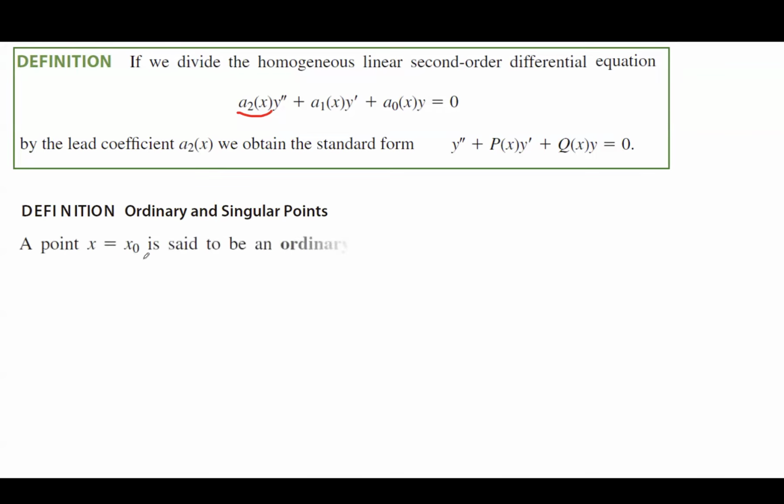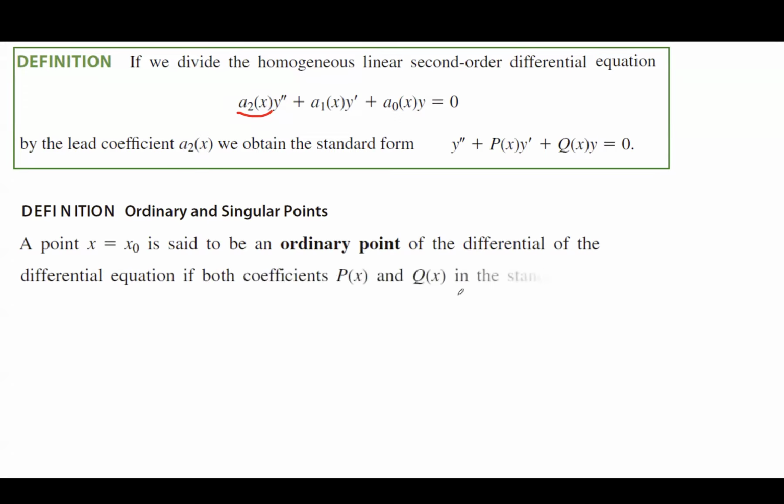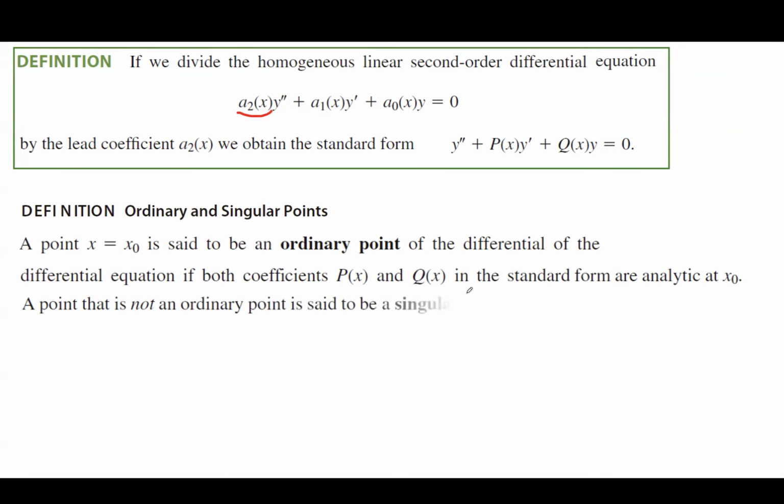A point x sub 0 is said to be an ordinary point of a differential equation if p(x) and q(x) are both analytic at x sub 0. Otherwise, we say that x sub 0 is a singular point. We can divide up and classify singular points into different categories as well. So again, let us rewrite everything.